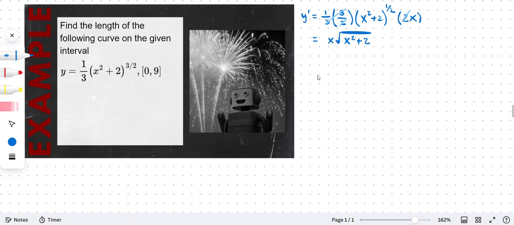Now, if we think back to what we were supposed to take the integral of, we're supposed to take the integral of the square root of 1 plus y prime squared. So let's go ahead and square this. And that's why I put it back in the square root.